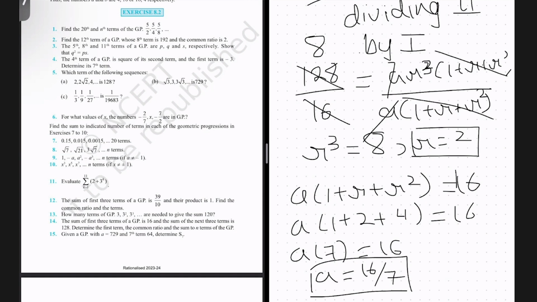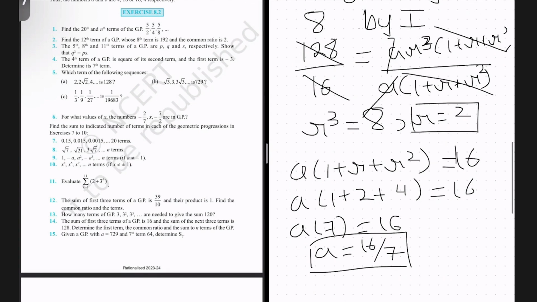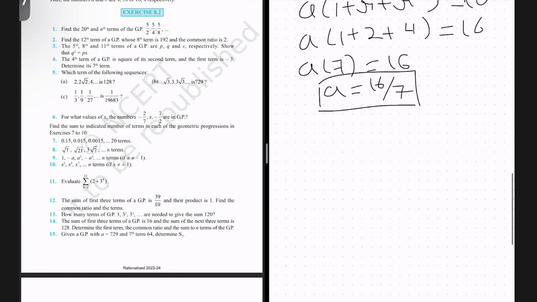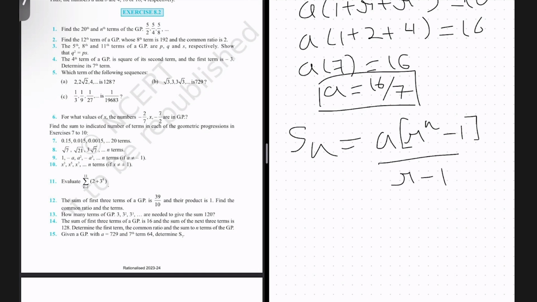So the first term has been found out, the common ratio has been found out, and we now need to find out the sum of the GP up until the next n terms, and that is what we are going to do. So Sn would consecutively be equal to a(r^n − 1) upon r − 1.